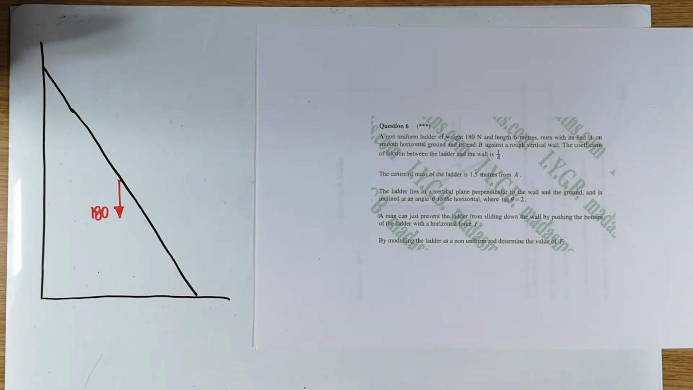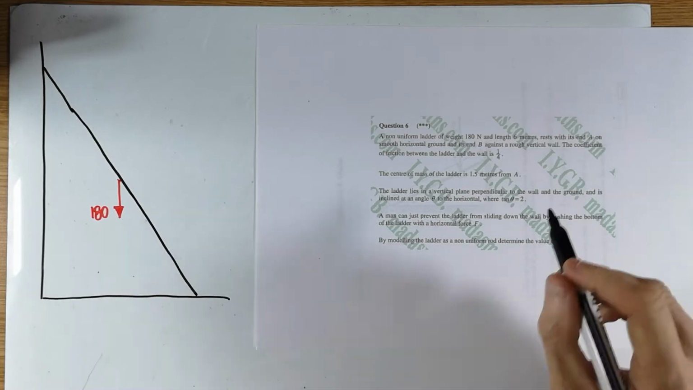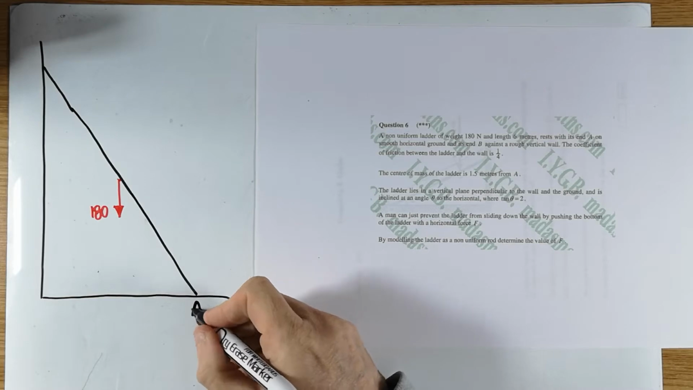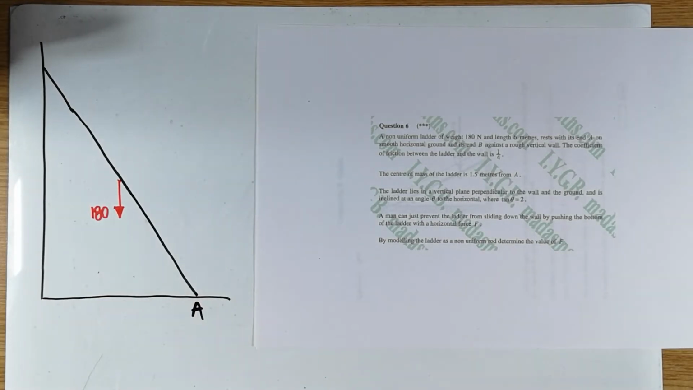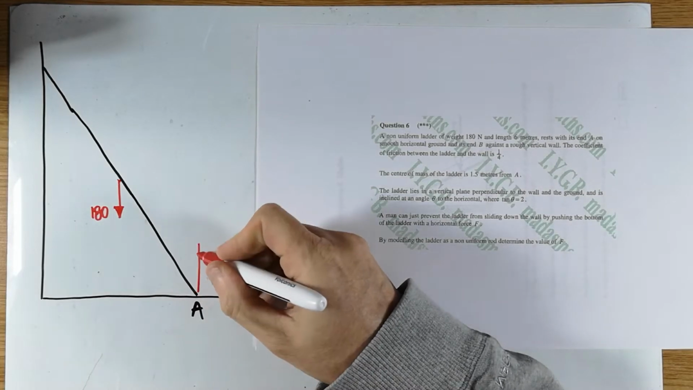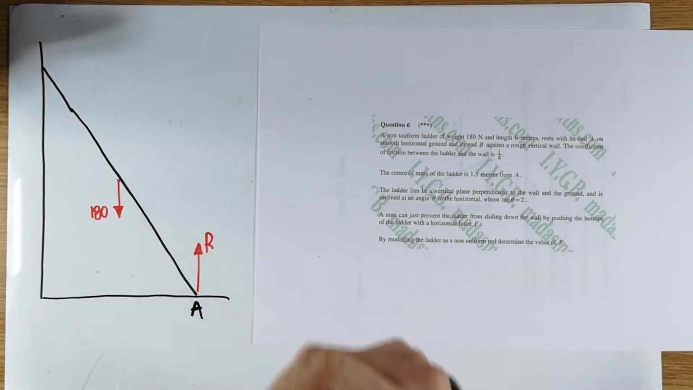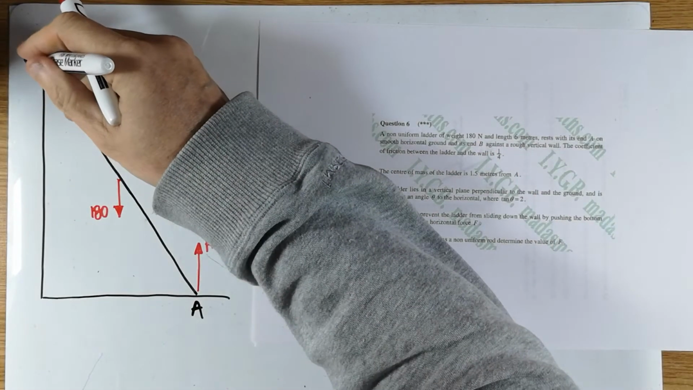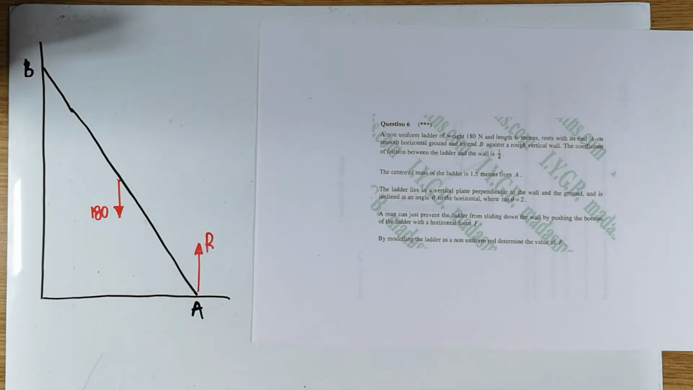Rests, which is end A, against smooth horizontal ground. Okay, that's A, and the ground is smooth, so that means there's no friction acting there. However, there is a normal reaction between the ground and the ladder. I normally call it R, and it's N B, so B is now against the wall, against a rough vertical wall.